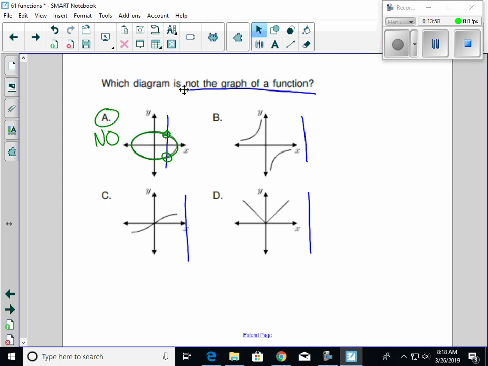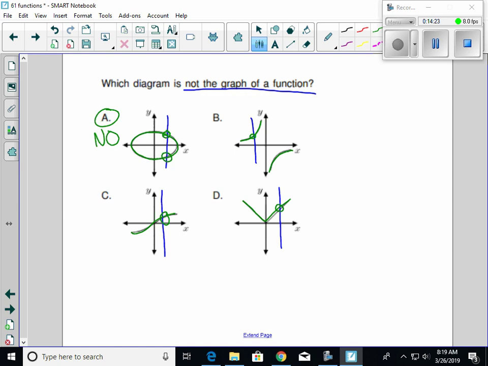Okay, let's just double check. So this one would hit the graph only once on this side. Nope, that's a function. This hits the graph one time. Remember, this curve is the graph. You're not looking at the axes. You're looking at the graph. So that hits only once, and this vertical line would hit that graph only once.